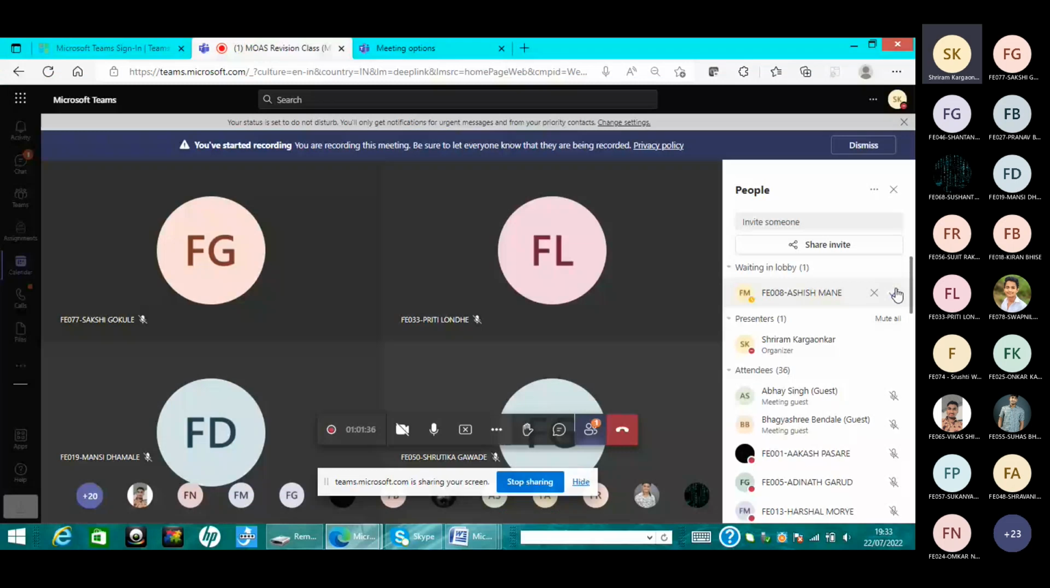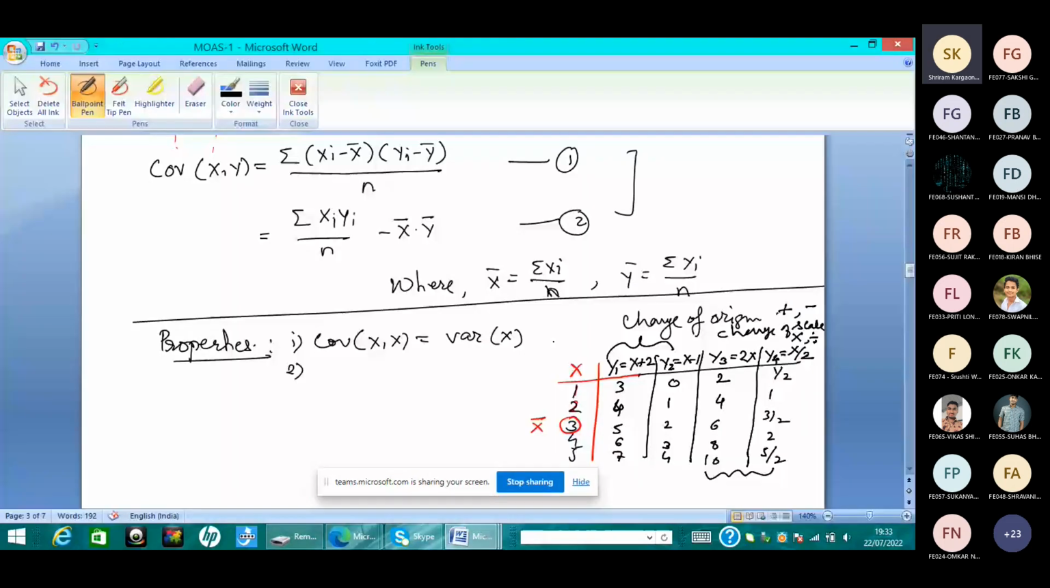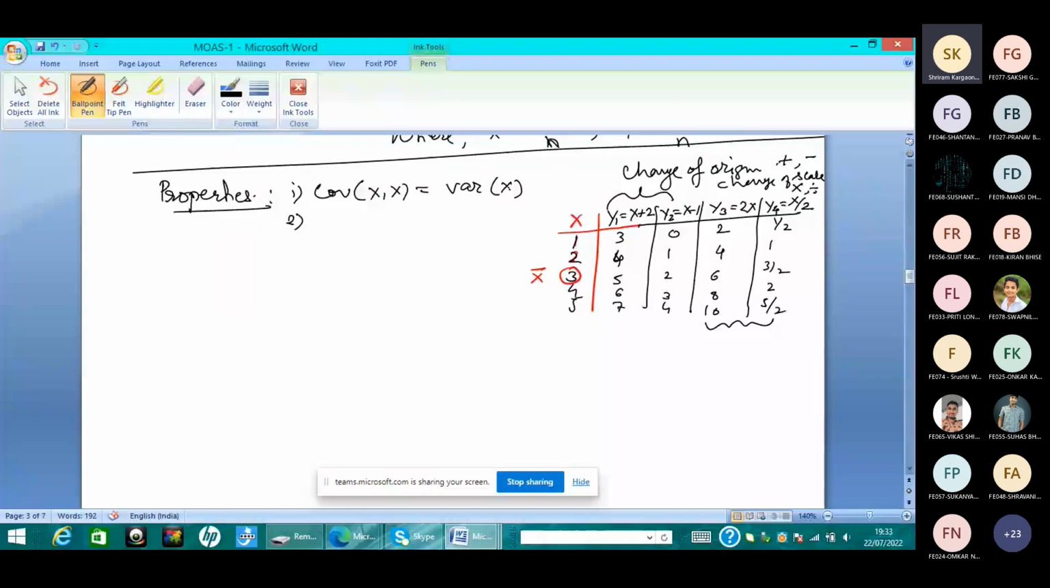Okay, so this is the change of scale, and throughout the next unit, you have to remember it. Now, properties of covariance: covariance between the same variable is the variation itself, the variance itself. Now, effect of change of origin. Covariance is invariant to the change of origin, but it is affected by the change of scale.